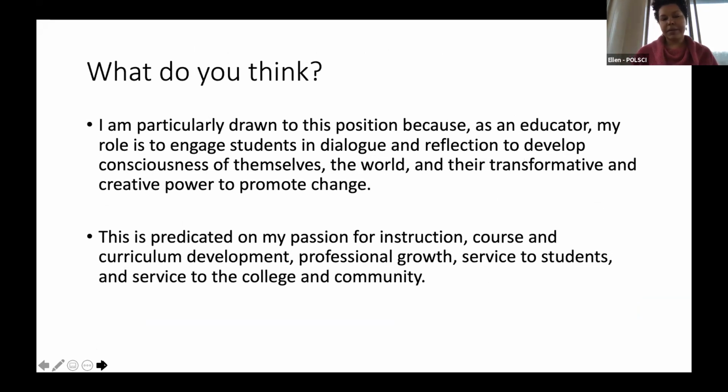So let me ask you this. So this is an introduction of a letter, the introduction of a diversity statement. And this person said, I'm particularly drawn to this position because as an educator, my role is to engage students in dialogue and reflection, to develop consciousness of themselves, the world, and their transformative and creative power to promote change. What do you think about it?